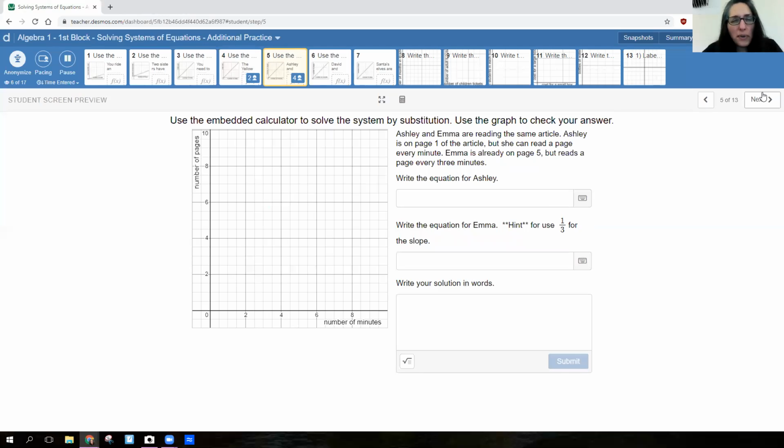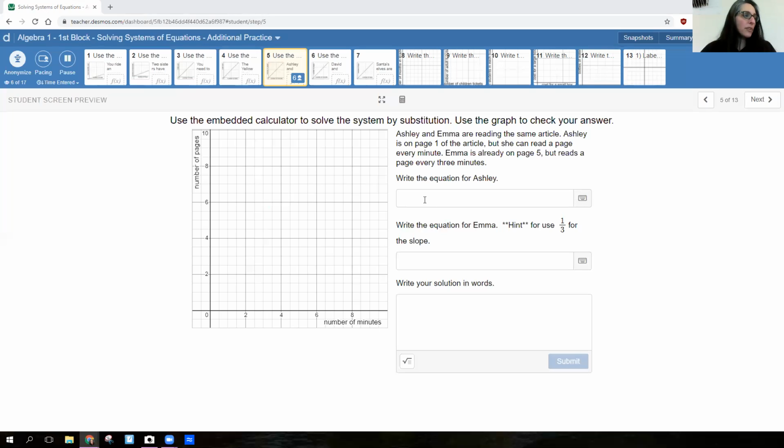All right, this one starts to get a little weird, because we have a fraction. But that's okay. We just need to be careful. So Ashley and Emma are reading the same article. Ashley is on page 1 of the article, but she can read a page every minute. Emma is already on page 5, but reads a page every 3 minutes. So 1 page every 3 minutes. So we got to be careful. It gives us a little hint with how we should write the slope.